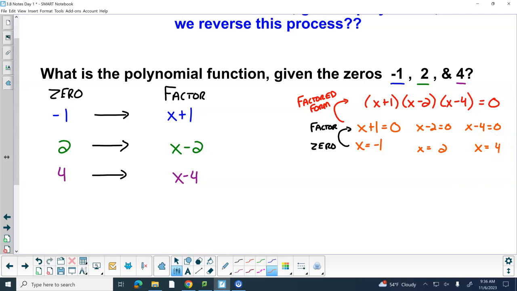From our factored form, how do we get our polynomial? We distribute, we multiply it out, right? Okay? So f of x right now is equal to x plus 1. Actually, here, let me color code it. x plus 1 times x minus 2 times x minus 4.